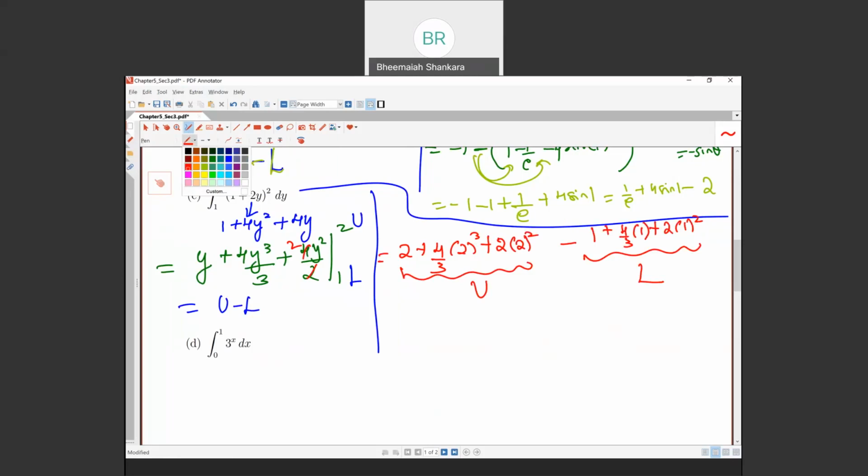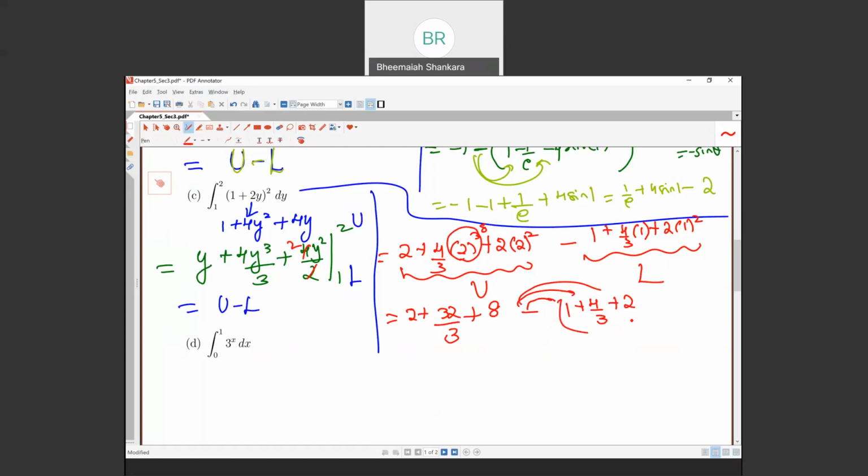When you simplify, you get 2 plus 4 times 2 cubed, which is 8. 4 times 8 is 32, so 32 divided by 3. 2 times 2 squared is 8. Negative, 1 plus 4 thirds plus 2. So you have two fractions, you want to add them. You can multiply this negative sign to each of these fractions. Then you can take off this bracket. So you have 2 plus 32 over 3 plus 8.